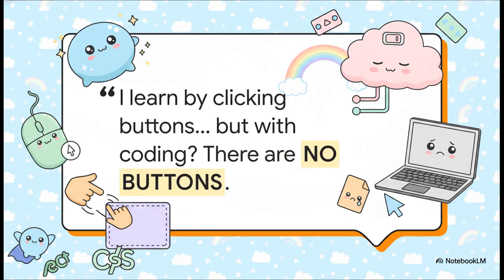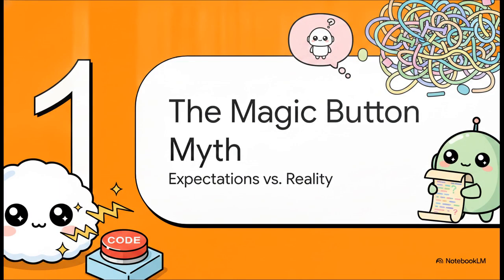They had a tiny bit of React experience, a pretty good eye for CSS, but building a real, functional desktop application was completely uncharted territory. They really thought AI was going to be the button they'd been searching for to just conjure up working code on command. Section 1. The Magic Button Myth.